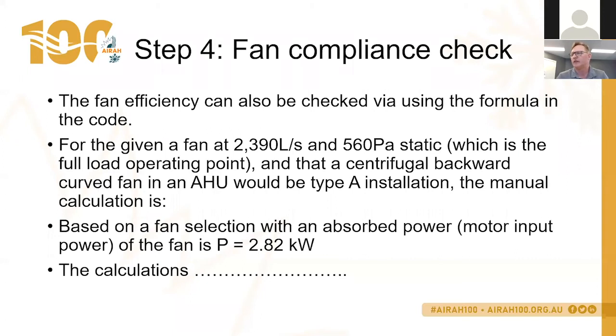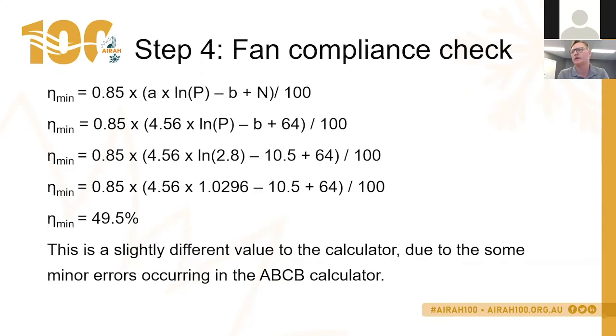So the fan efficiency can also be checked via a manual calculation. So I'll go through very quickly through the formula and the manual calculation. So for the given fan at the 2,390 litres per second and the 560 Pascal static, which is the full load operating point of the fan, and it's a centrifugal backward curve fan, and we've got the absorbed power of 2.8 kilowatts. We can then input the data into the equation, which I've done here.